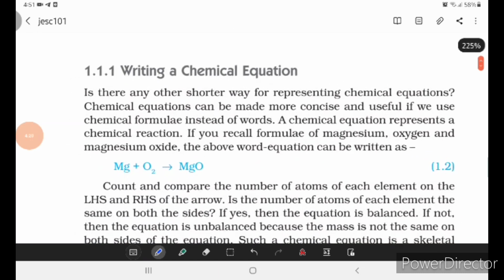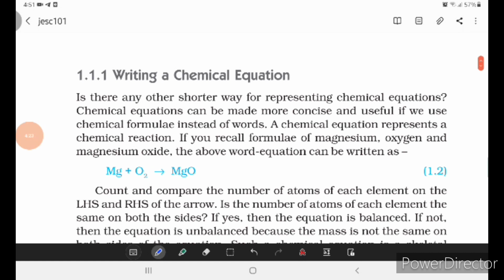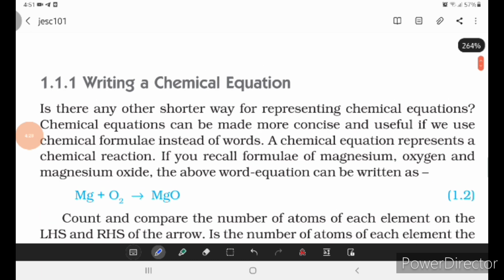Now coming to writing a chemical reaction. We have written the word equation, which is not always comfortable for us when writing for very big reactions, right? So let's find a new, easier method. Is there any shorter way of representing chemical reactions? Chemical equations can be made more concise and useful if we use chemical formulae instead of words. Writing words is okay, but for other chemical reactions, for example when you go to a laboratory to perform a particular experiment, it involves many reactions and equations, and it is very difficult for us to write each and every equation in terms of words.